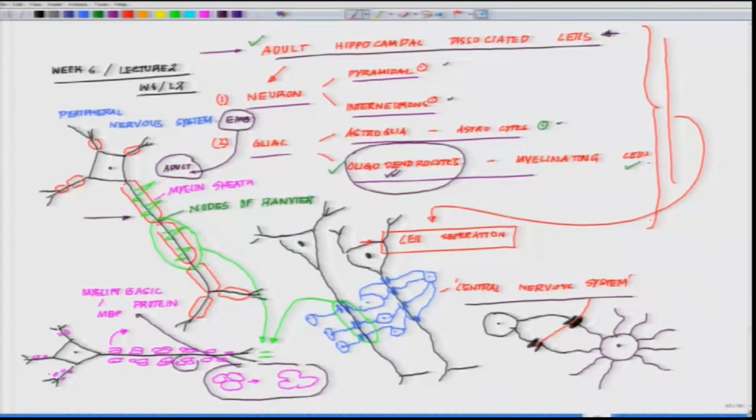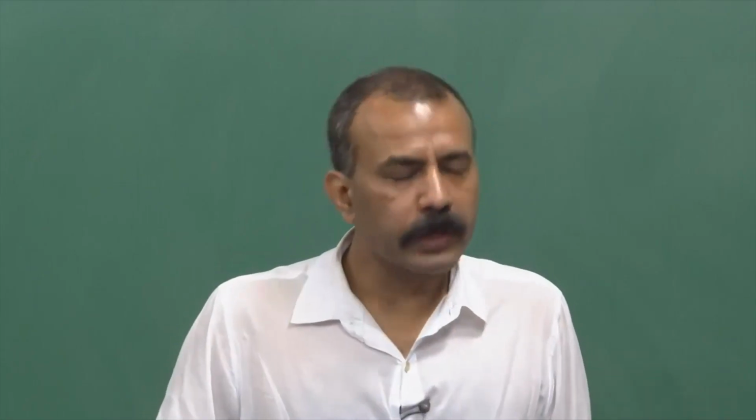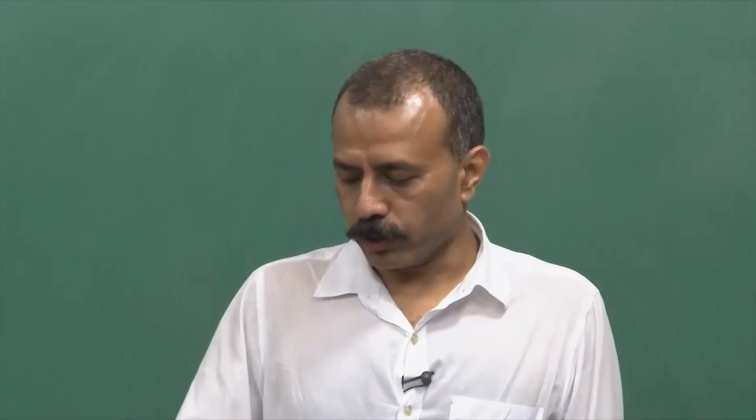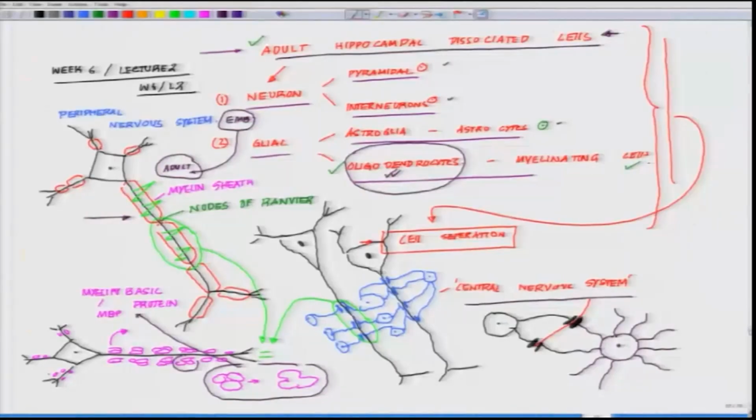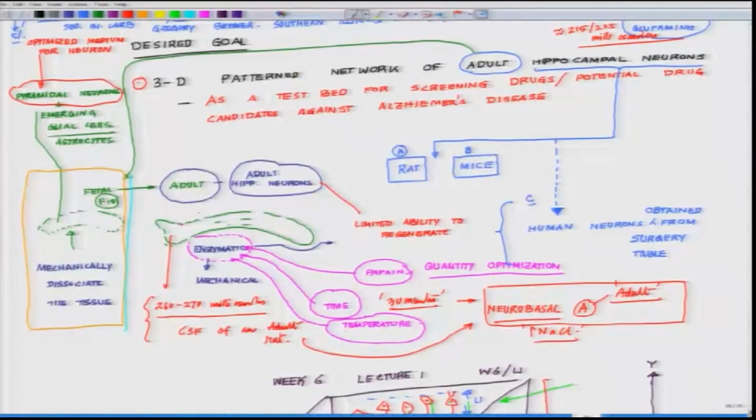Understanding the myelination. So, you have adult hippocampal dissociated cells: pyramidal cells, interneurons, astroglia, oligodendrocytes. Now how can one separate these cells out when you get an adult tissue? This is where we started. So, this is what you are going to get, a piece of tissue which is the hippocampal neuron.